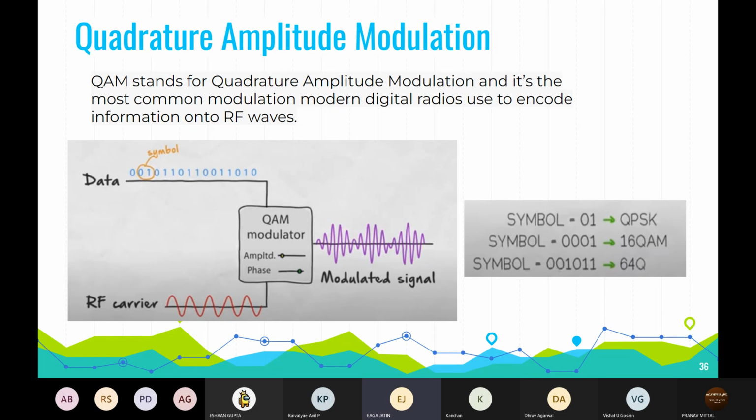So the length of the symbol is determined by the QAM modulation depth and the maximum number of symbols. If the symbol is 01, it is QPSK. If the symbol is 0001, 16 QAM is used. If it is 001011, 64 QAM is used.